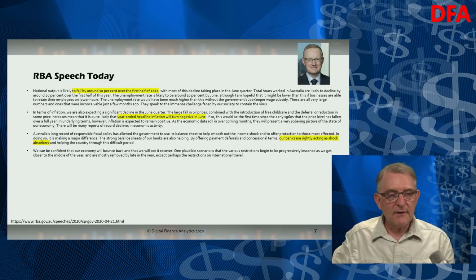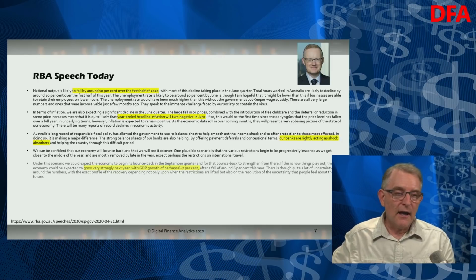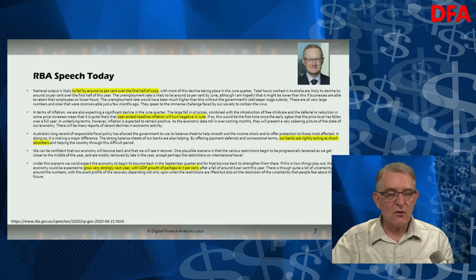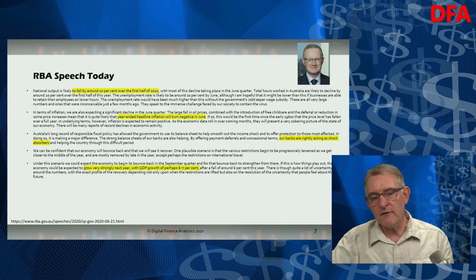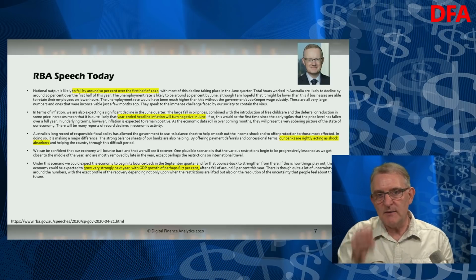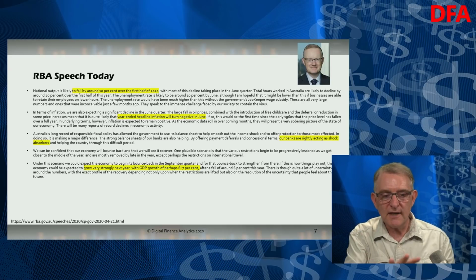They're also saying that the economy will bounce back. They always say that, of course. The RBA is always half glass full. That growth will be very strong next year with GDP growth 6 to 7%, following a fall of around 6% this year. So a deep dip and then a return. But of course, they're talking about next year, not this year. So, this is not going to be something which is going to be all over by June.